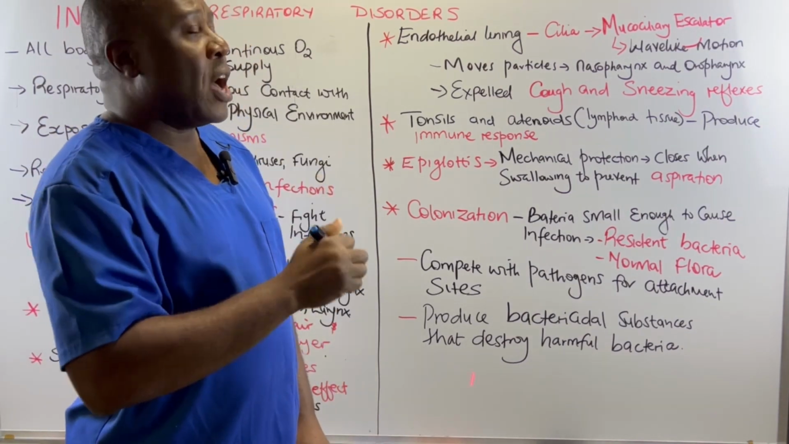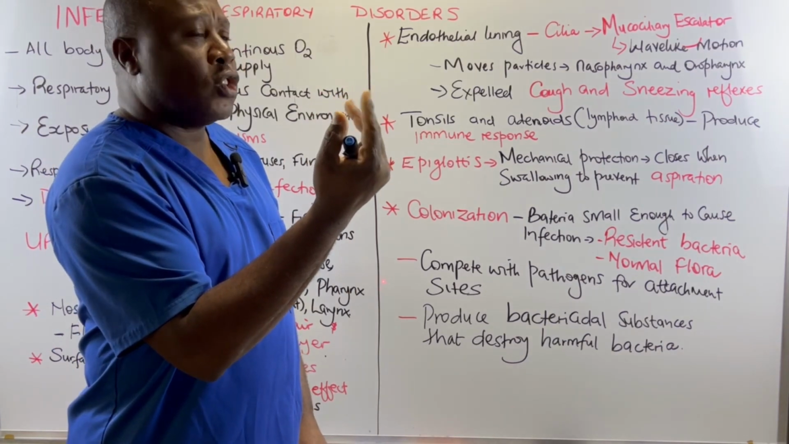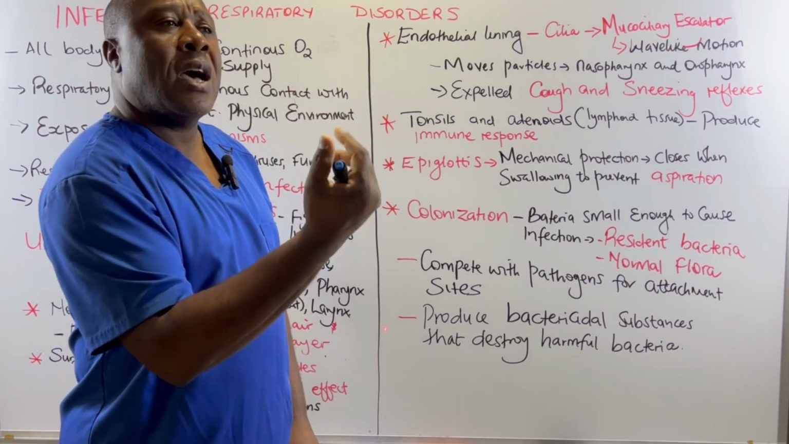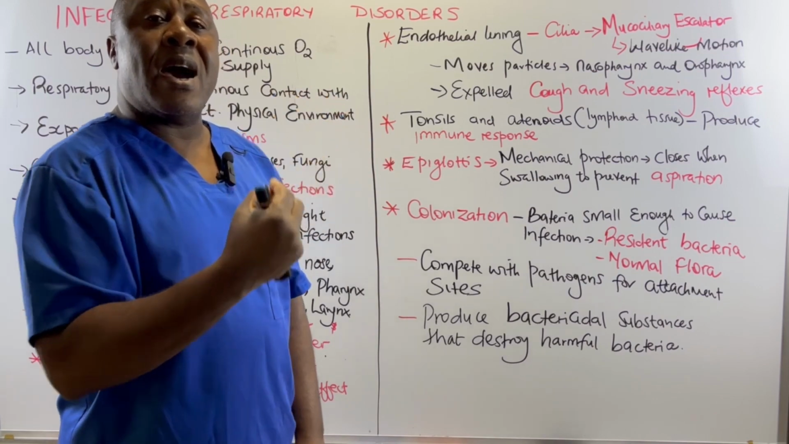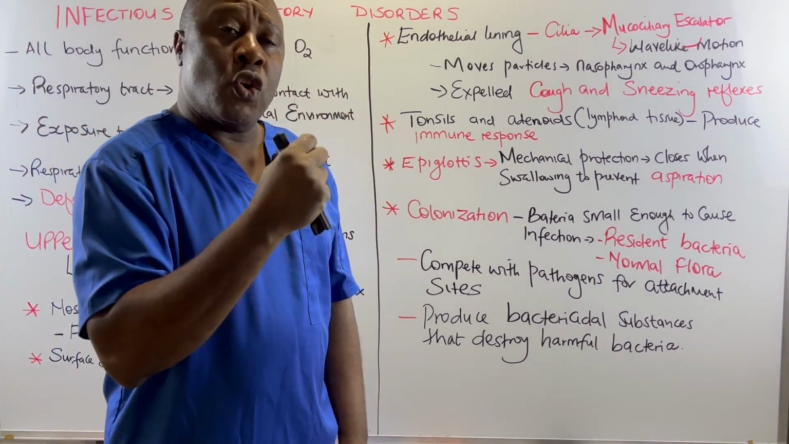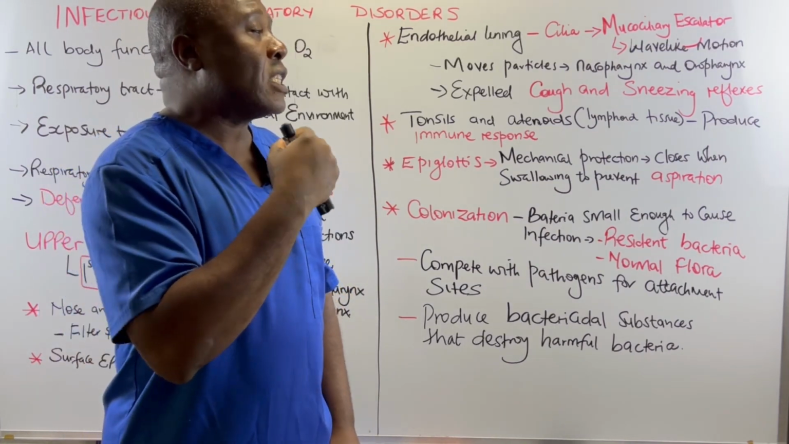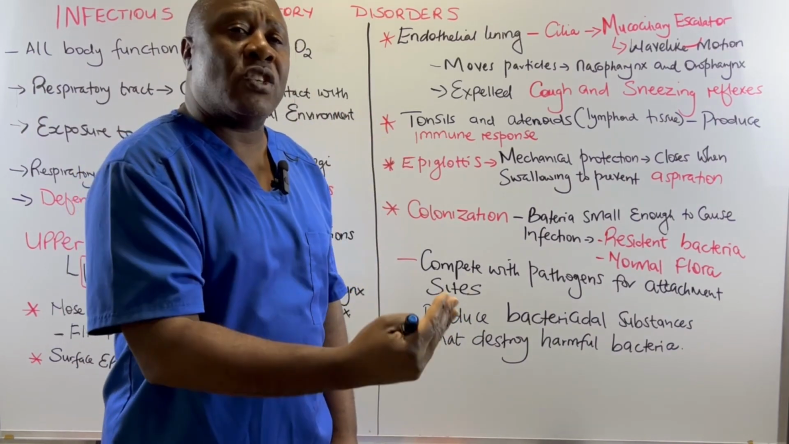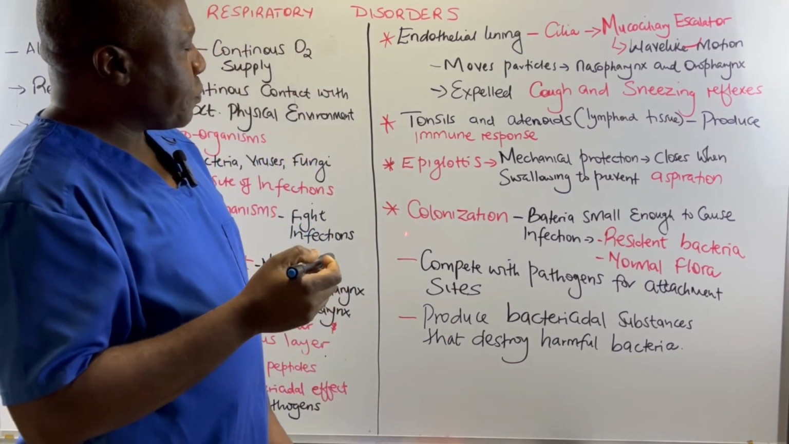So the cilia are those projections which move in a wave-like motion, moving the trapped particles back to the nasopharynx and the oropharynx, from where they are expelled through the process of coughing and sneezing. So coughing and sneezing are protective mechanisms which our respiratory tract uses to expel any pathogens or particles which have entered through the movement of air.